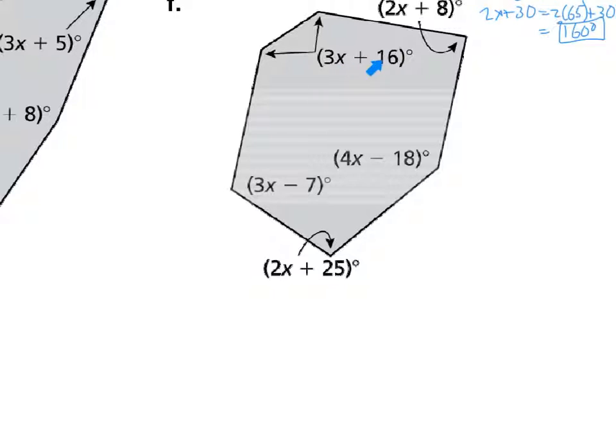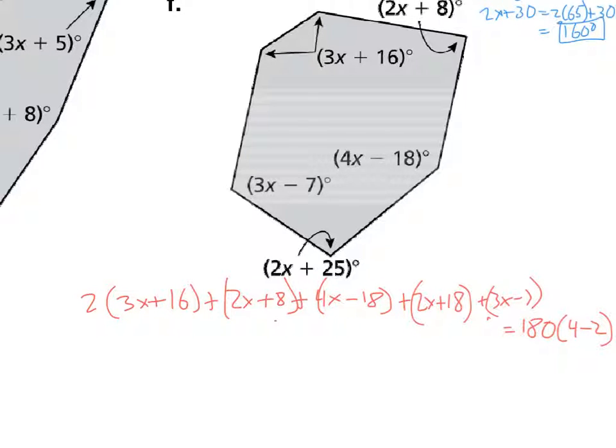Little note here is that 3x plus 16 is representing both of these. That's why there's 2 arrows. So putting it all together, we get 2 times 3x plus 16, or if you want to write it out twice, you can. And we've got 2x plus 8 and 4x plus 18, 2x plus 18, 3x minus 7. All these angles, notice there's 6 of them. So, whoops, I made a mistake here. Not 4, but 6. Let's make that a big ugly 6. Okay? So we have this side becomes 180 times 6 minus 2, which is 180 times 4, which is 720.